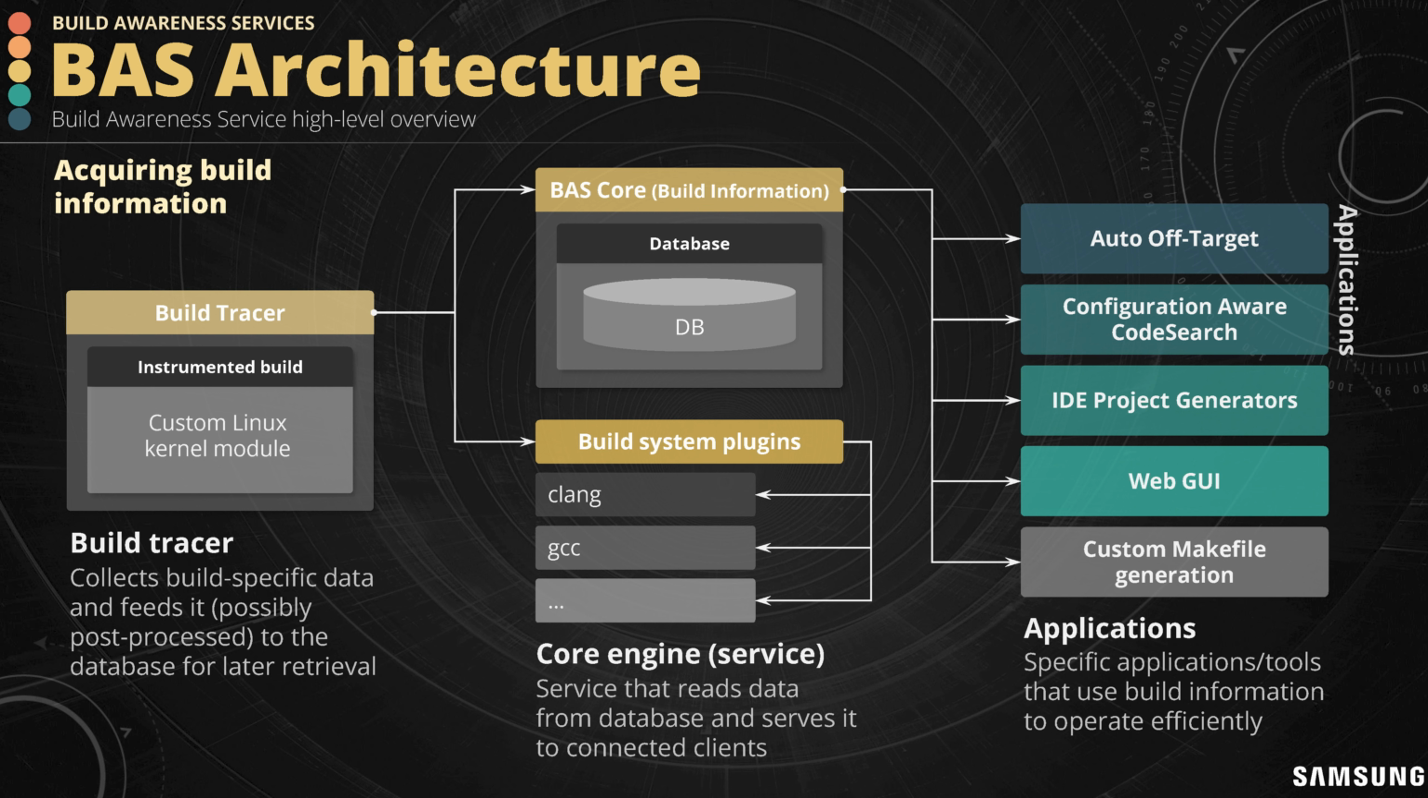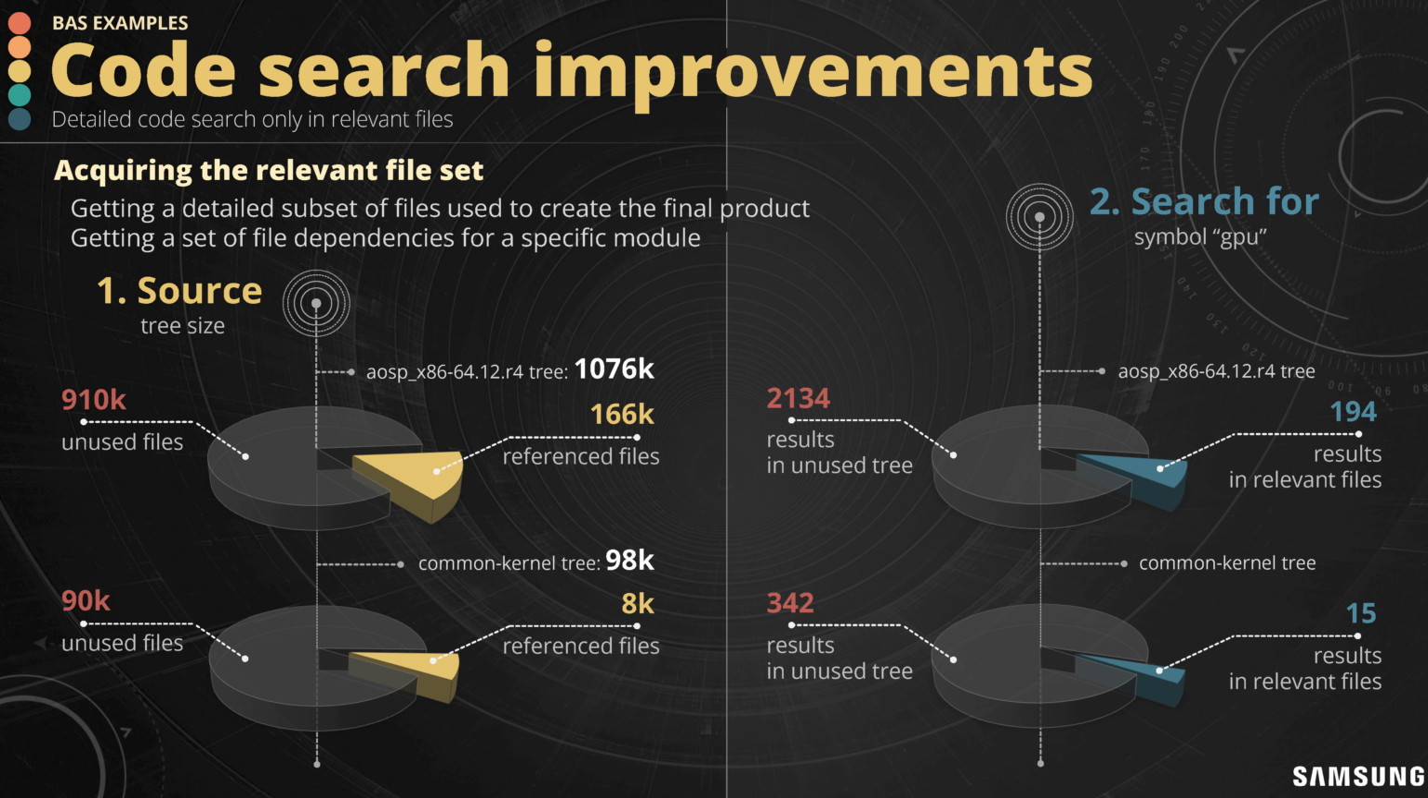I would like to present some practical examples of how the BAS service can be used to increase development productivity, especially when working with code and build systems. So let's start with code search improvements. BAS can improve working with code by narrowing the code base, so both manual inspection and code search utilities may greatly benefit from it.